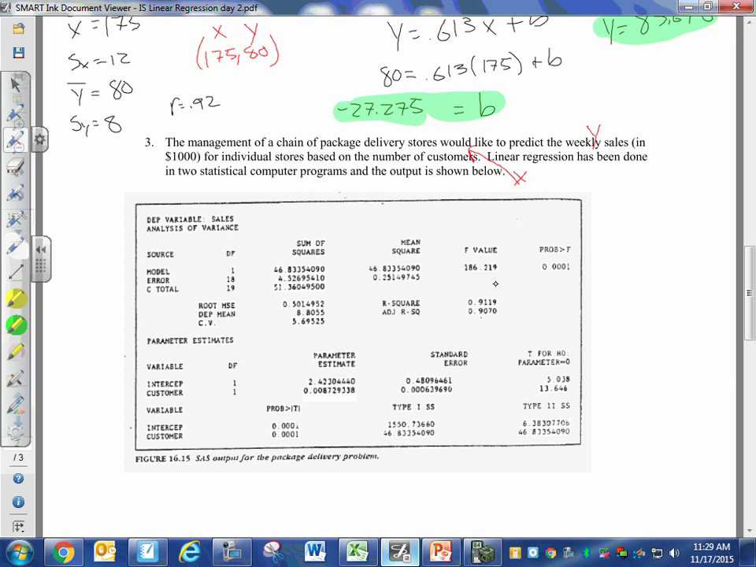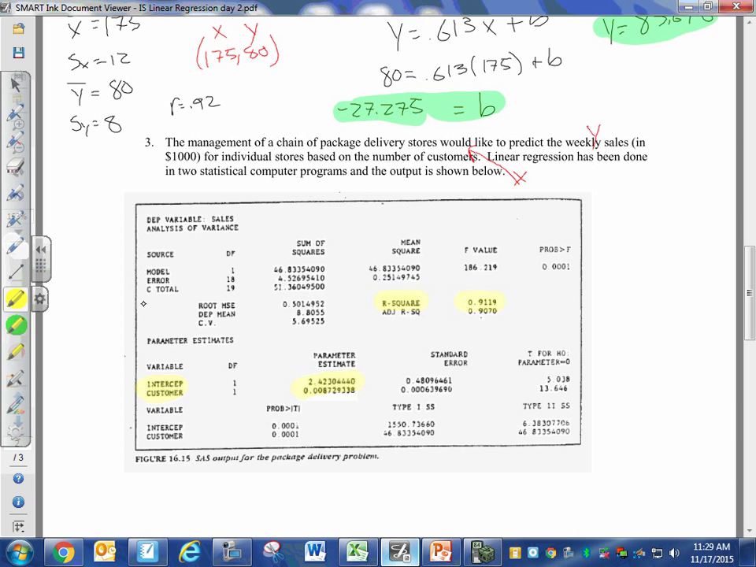Okay. Here's what we need to get at. There's a lot of values here. A lot of the stuff we will not use. We just got to be able to find the stuff that we want to use. The stuff that we want to use is right here, as well as, where's the r square? Right here.